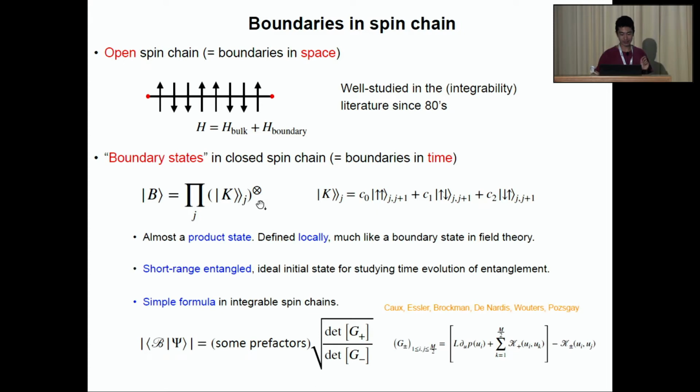Because it's defined in this way, it is almost a product state, defined almost locally, much like a boundary state in field theory. The next important property is that it is short-range entangled, just because it's a product state of entangled pairs of nearest neighboring spin sites. Because of this, it provides an ideal initial state for studying the time evolution of entanglement. In addition, people discovered that for integrable spin chains there is a simple formula for the overlap, which is basically a ratio of determinants and some prefactors.